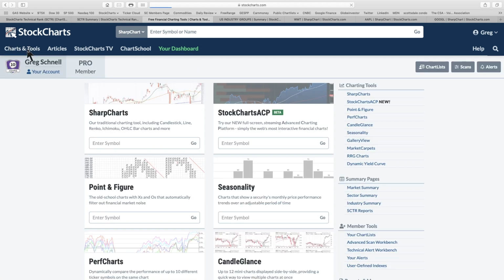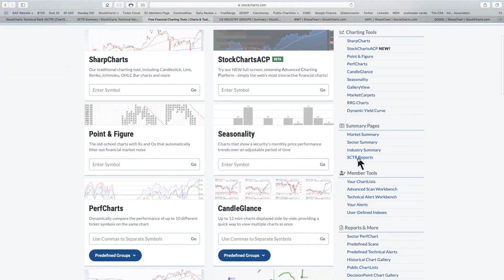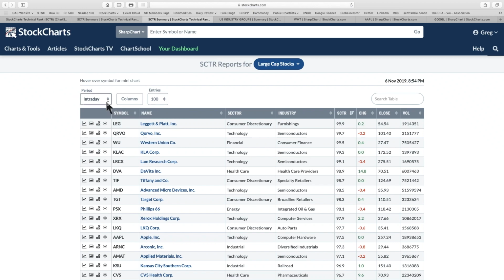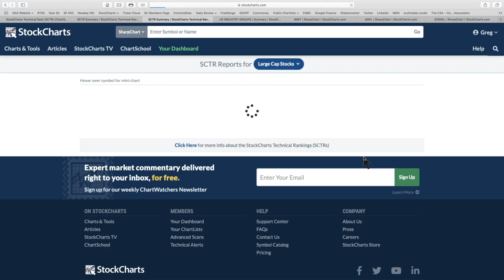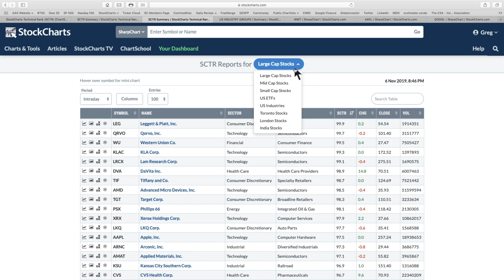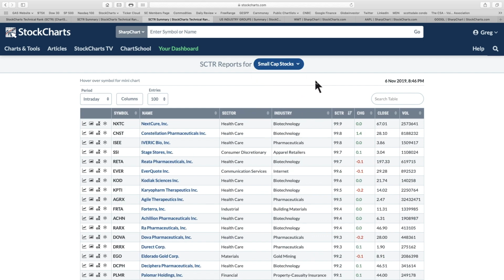The other way to get here is over on the charts and tools. If you look over here on the right, you'll see this SCTR reports. Again, go back there. You'll see this SCTR reports, and that can be very helpful just as a quick way to get in there. Again, it takes you to the large cap stocks, so you have to go pick the mid caps or the small caps if you want to see this.